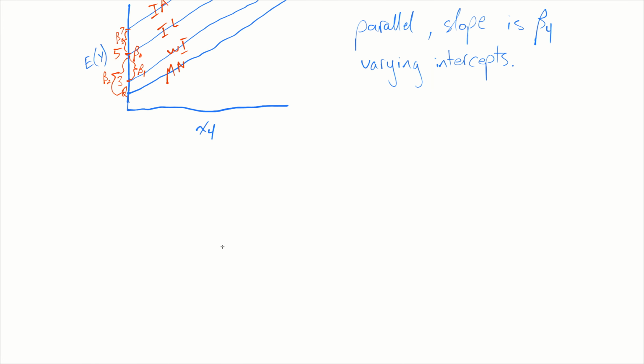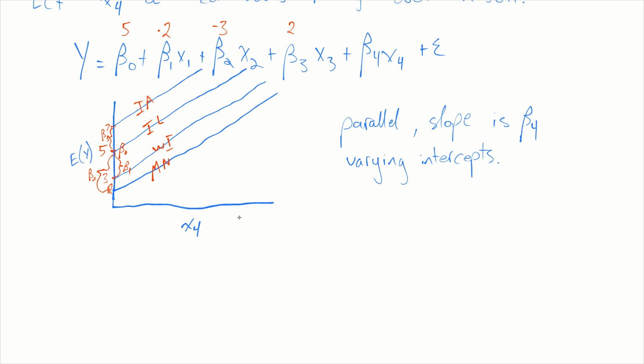Now I'm going to show you a more complex case where we're going to allow for the intercepts to vary and the slopes to vary. And this is where, if you understand the binary case, it should be straightforward, but if you don't understand the binary case, it will be a little confusing. So please make sure you understand the binary case.